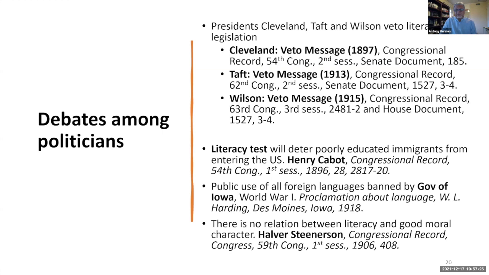In 1897, Cleveland vetoed the literacy bill. Taft vetoed it in 1913. Wilson vetoed it in 1915, but was overridden by Congress. And the debate from one side said literacy tests will deter poorly educated immigrants from entering the United States. Henry Cabot Lodge argued for it. Public use of all foreign languages should be banned, said the governor of Iowa. And there is no relation between literacy and good moral character, said Stevenson in the 59th Congress.